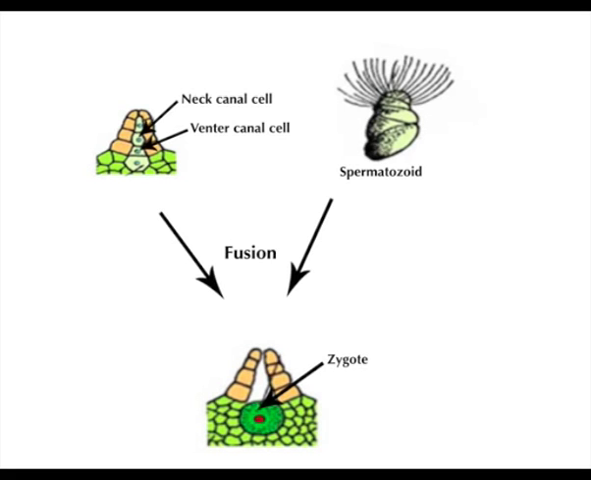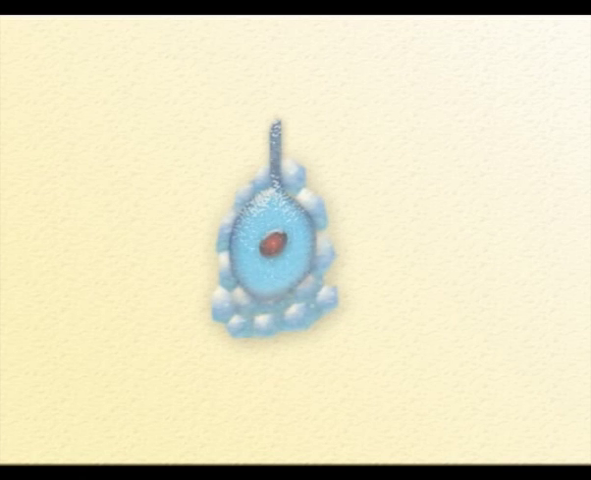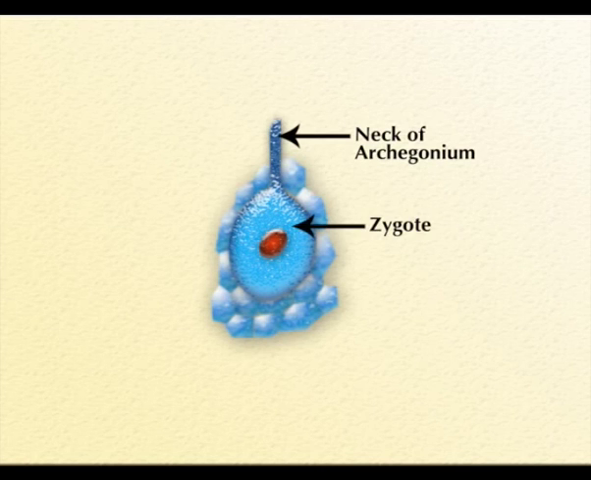Thus zygote is formed. Usually more than one archegonia are fertilized in a prothallus. For example, in case of Equisetum debile, as many as 15 young embryos have been observed in a single prothallus. The diploid zygote formed by the fusion of male and female gametes is the mother cell of next sporophytic generation. It develops embryo which forms a new sporophyte.